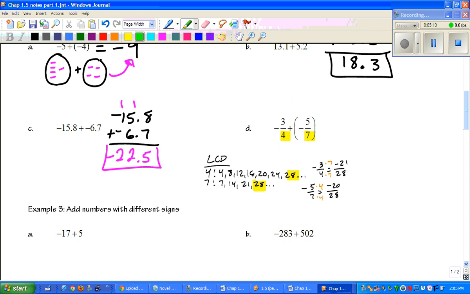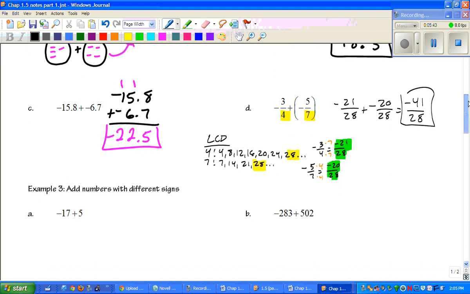Now, these are the fractions that we're going to be using. So we got negative 21 over 28 plus negative 20 over 28. The denominator stays the same, and then add the numbers up top. Can we reduce that? No. All right.